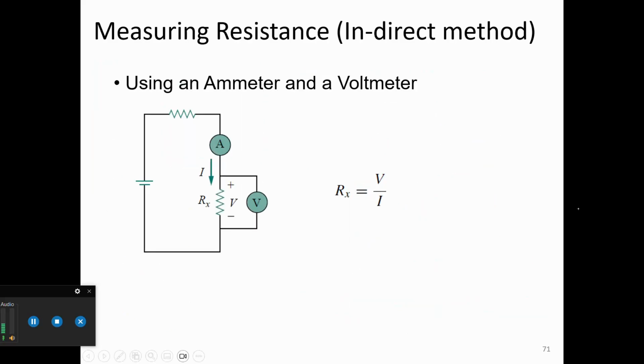So you can find an unknown resistance by using the fact that you know the voltage across a resistor and you know the current in the series circuit. You can find this particular value of the unknown resistance in a multimeter.